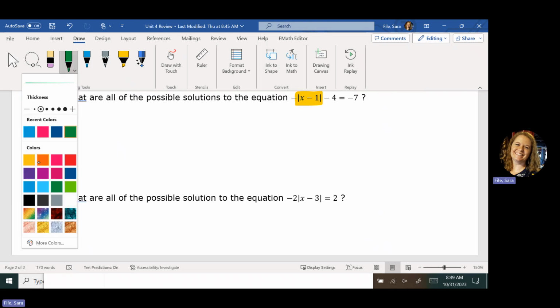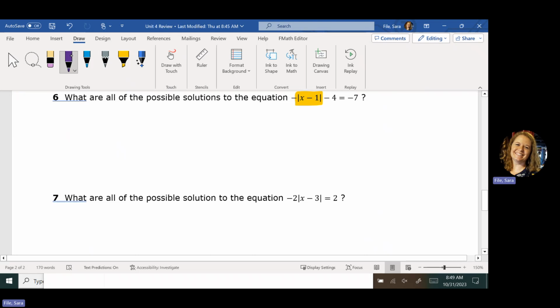So when I was going over the FA with you, I told you we have to move anything added or subtracted first, and then we'll multiply or divide anything that's a coefficient. So we're going to get rid of this -4 first by adding 4.